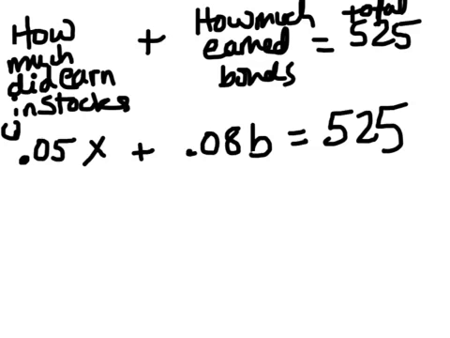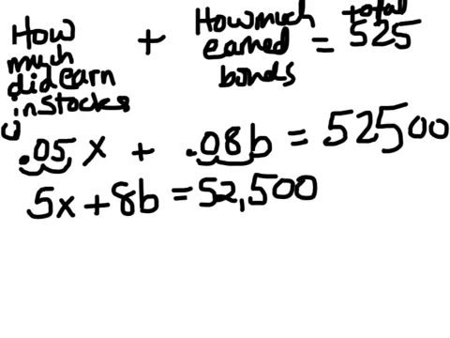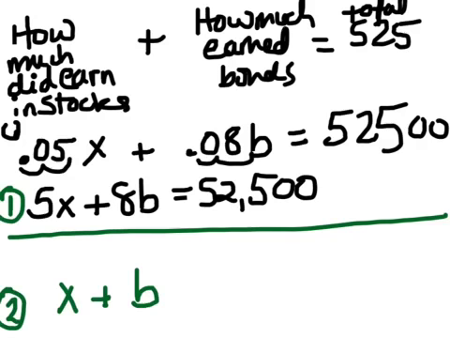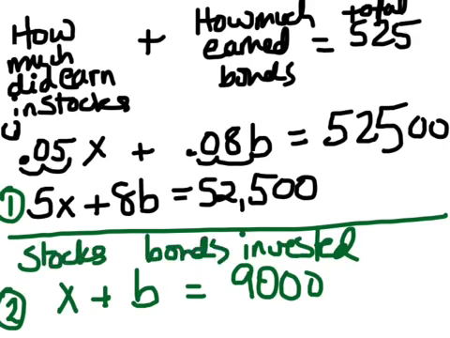What am I going to do to get rid of them? Multiply everything by 100. So that's just going to move the decimal place over 2 spots here, and it'll add 2 zeros onto the end on the other one. So I would end up with 5x plus 8b is 52,500. At least I don't have decimals, right? Isn't that $9,000? That's how much he invested. They told us in the problem. So let's call X the amount in stocks, and B is the total amount in bonds. That would give me 9,000. Those are my two equations, right?